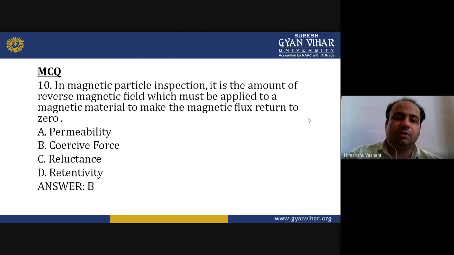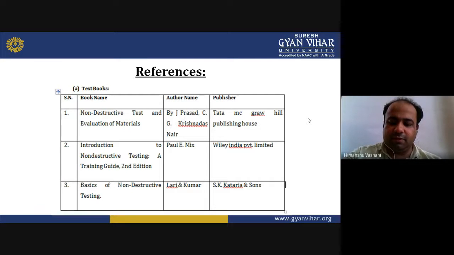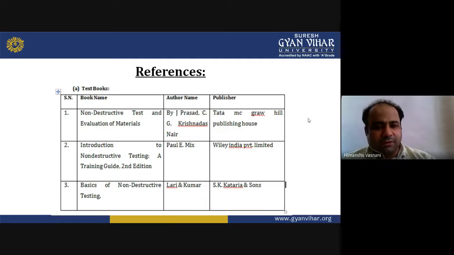Now we have completed our topic for today, and here are the references which you can refer to. These references will help you increase your knowledge on the current topic. The knowledge is good when you read books.